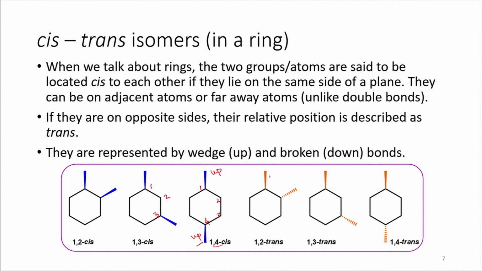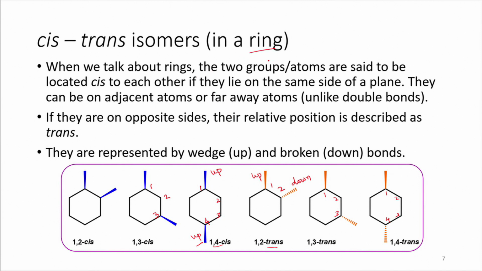And when we go to the 1,2 arrangement, one is pointing up and this is pointing down. So, the wedge bond is pointing up and the broken bond is pointing downwards. So, they are on opposite sides. In those kinds of cases, we call this a 1,2 trans arrangement. Similarly, we have 1, 2, 3, this is a 1,3 trans arrangement, and this is 1, 2, 3, 4, this is a 1,4 trans arrangement. So, this way we can represent cis and trans in a cyclic system, that is, in rings.